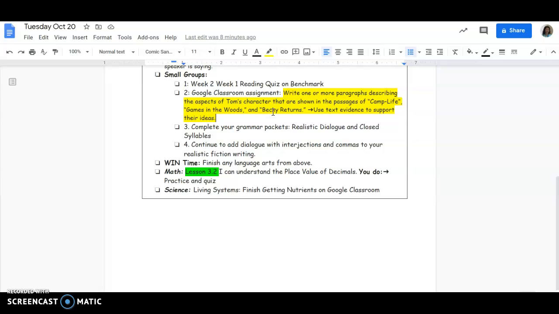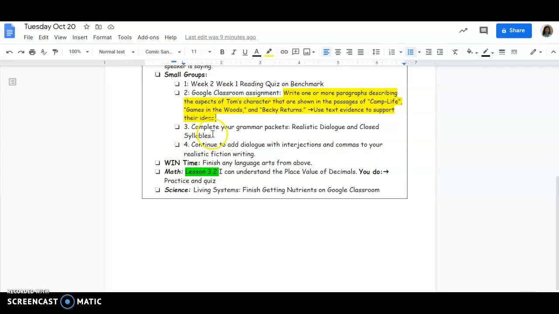So you're going to have the quiz and Benchmark first. Then you hop on your Google Classroom. You only really have to write 1 paragraph for this. That paragraph should be at least 5 sentences, okay? Because you have to compare Tom in each of those stories: Camp Life, Game in the Woods, and Becky Returns. Always look back to just kind of get a feel for Tom's character and how are they different. How is he different throughout, or how is he the same throughout all 3 stories?